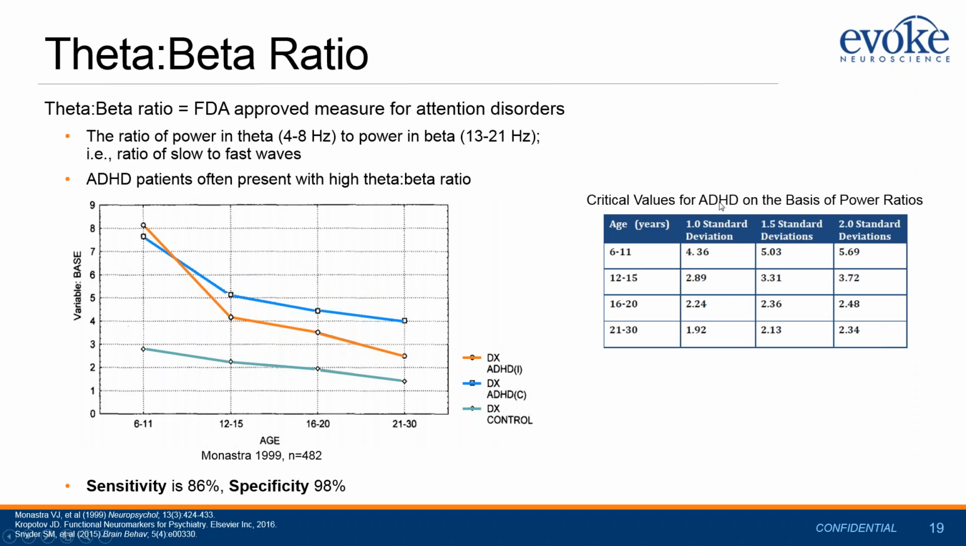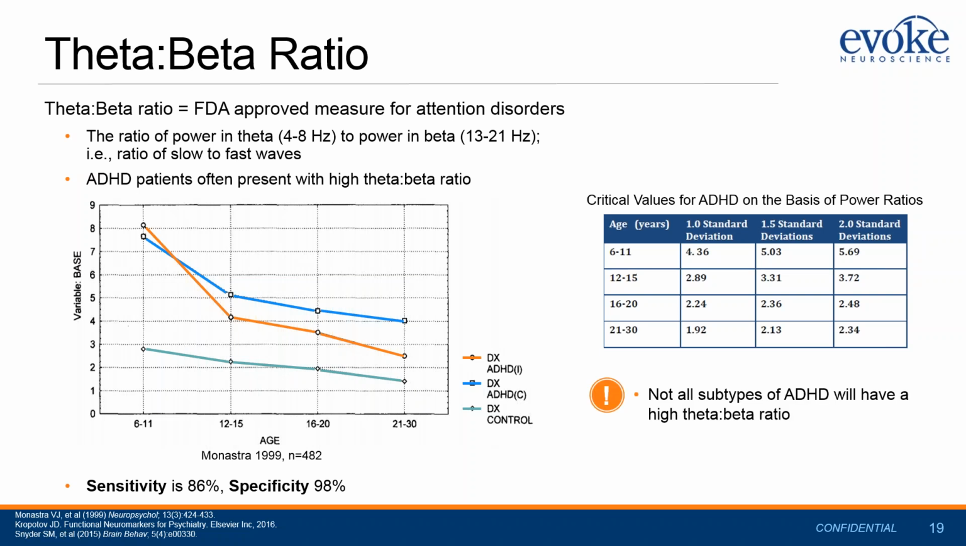And I'll note that the critical values for ADHD on the basis of power ratios, meaning on the basis of the theta-beta ratio, change according to age. So there are different age ranges as established here, and our norm for each age changes, right? So somebody with a high theta-beta ratio when they're 6 is going to be different than somebody with a high theta-beta ratio when they're 15, right? So we always need to reference back to what the norm is for the age, because even controls will decrease in this ratio over time as they age.